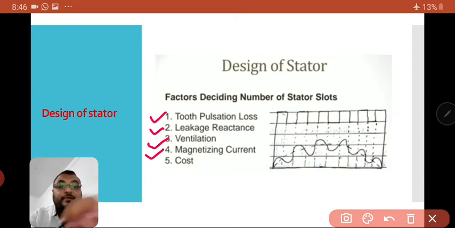The fourth one is the magnetizing current. Over here, magnetizing current and iron loss we consider together, because they depend on each other. Now we consider the magnetizing current.